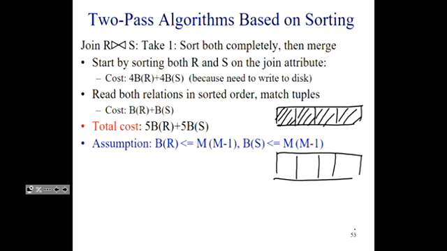The second step is I'm going to sort R in its entirety. So I'm going to get one representative of this sorted run, one representative of this sorted run, one representative of this sorted run, one representative of this sorted run, and then merge it. And at the end of that operation, I have sorted all of R. I have not touched S at all.